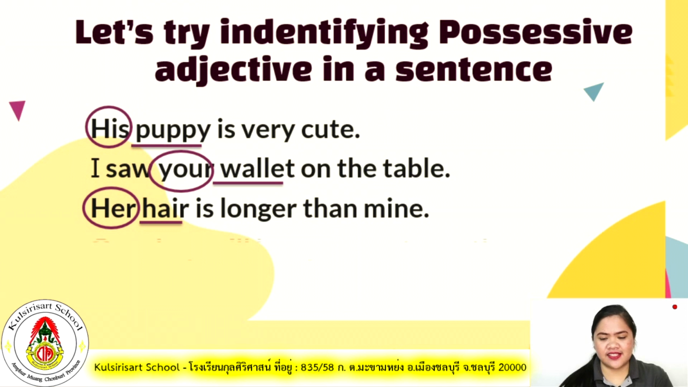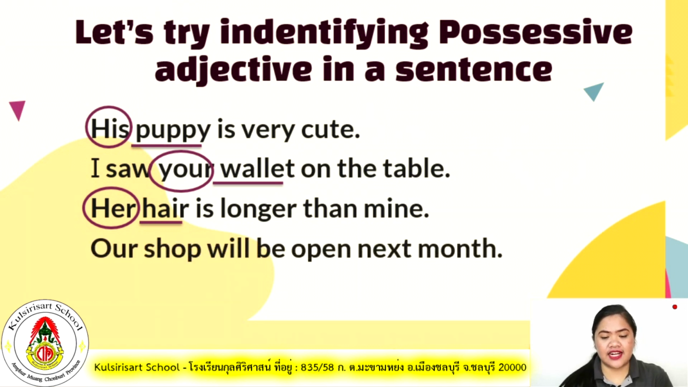We have the last sentence for this example. Our shop will be open next month. So, which do you think is the noun? And which do you think is the possessive adjective? Okay, let's start first with the noun. The noun is the word shop. And the possessive adjective is the word our. Very good. You are really participating.